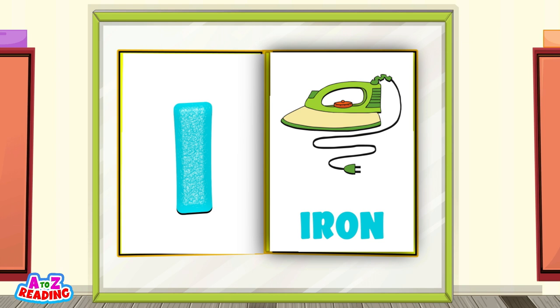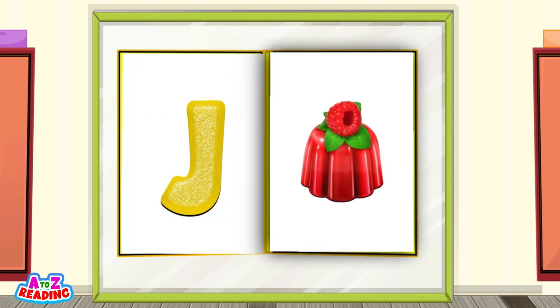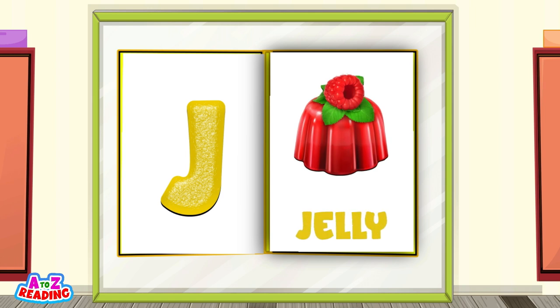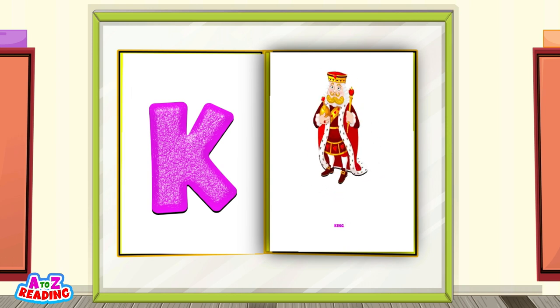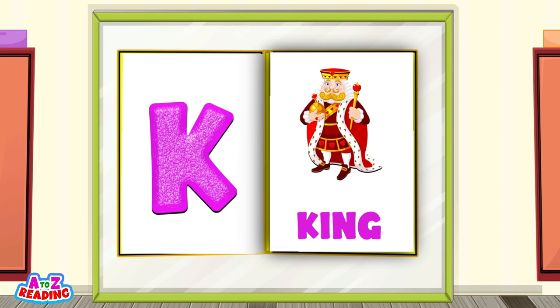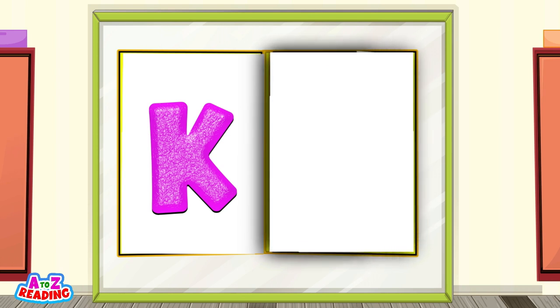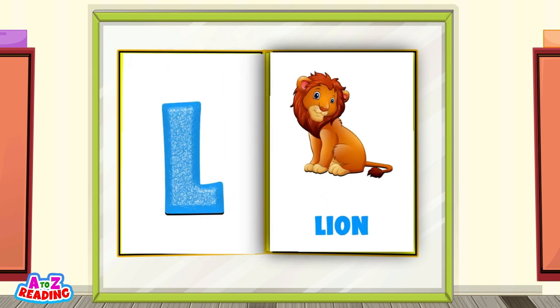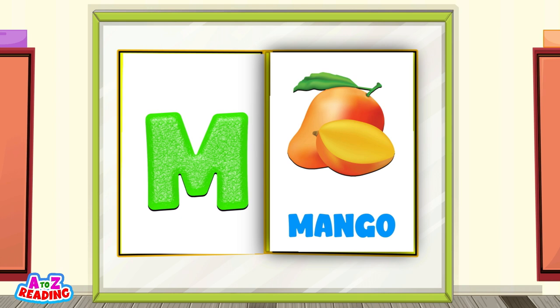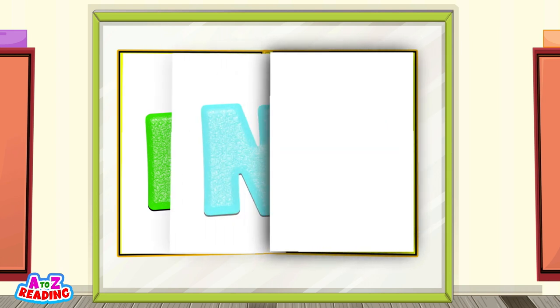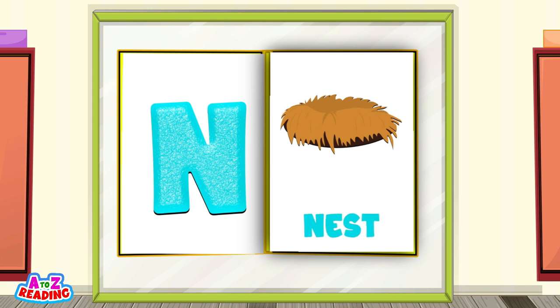I is for iron. J is for jelly. K is for king. L is for lion. M is for mango. N is for nest.